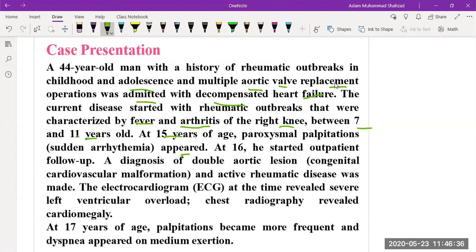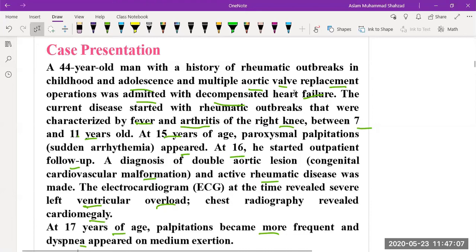At the age of 16, he started outpatient follow-ups. A diagnosis of double aortic lesions, which is a congenital cardiovascular malfunction, was identified, and active rheumatic disease was made. The electrocardiogram at the time revealed severe left ventricle overload. Chest radiography revealed cardiomegaly. At 17 years of age, palpitations became more frequent and dyspnea appeared on medium exertion.